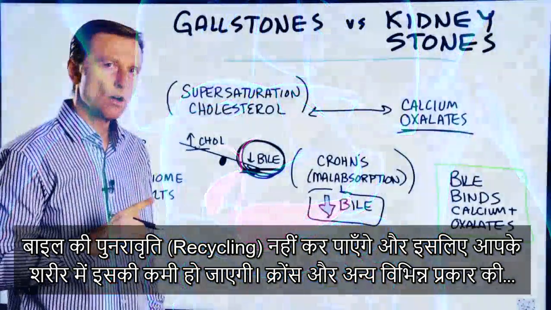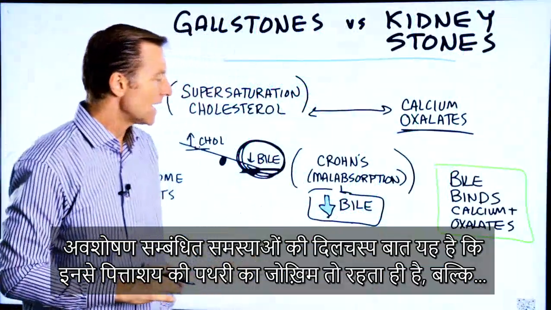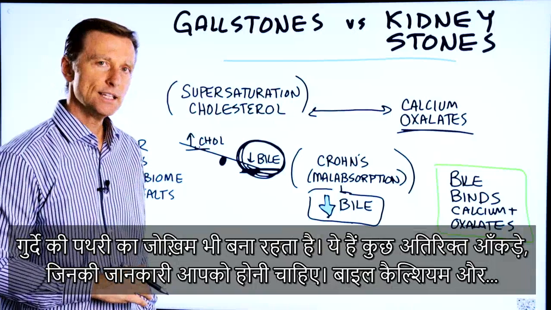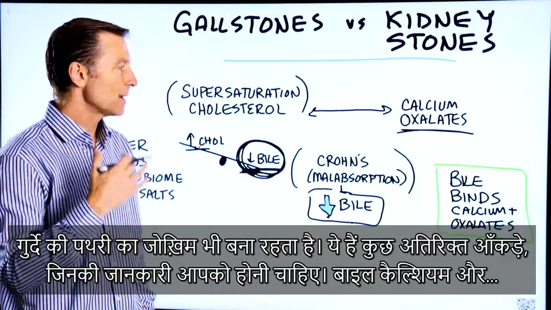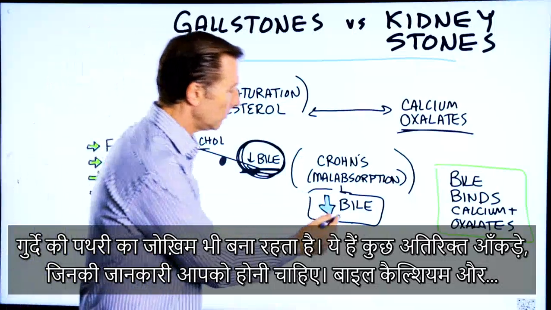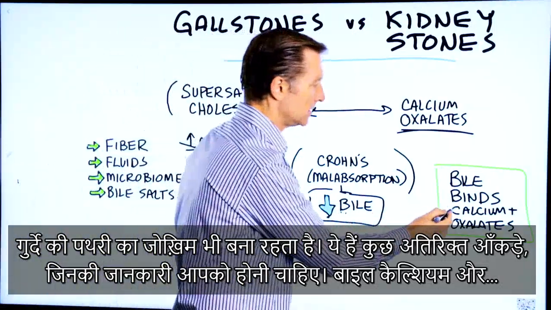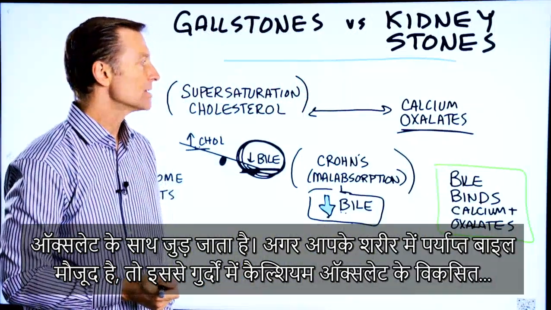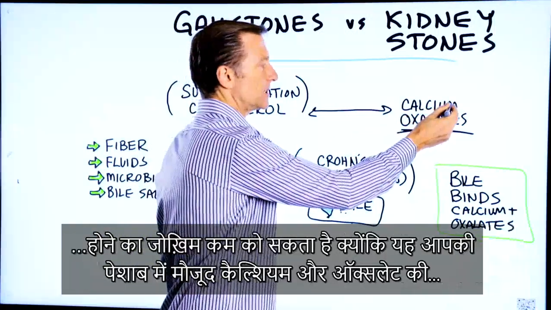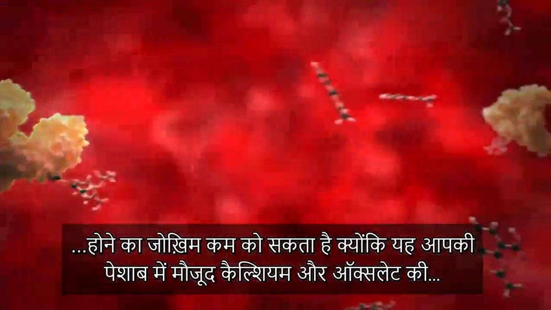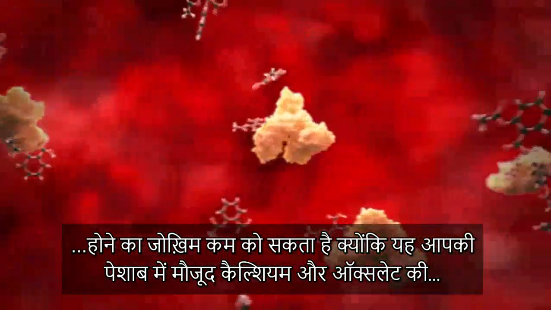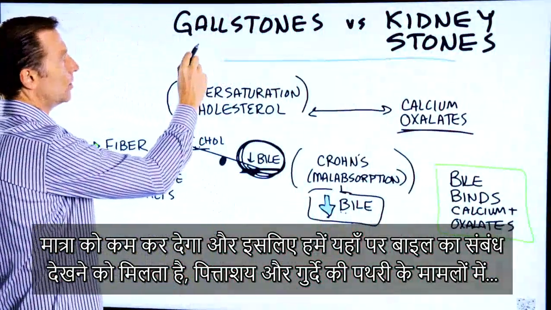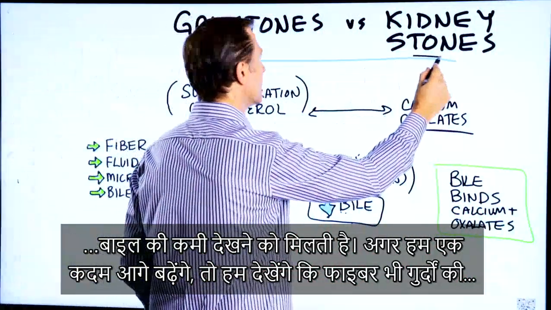And what's interesting about Crohn's and different types of malabsorption problems is that there is a high risk of not just gallstones, but kidney stones as well. And here's some extra data that you need to know. Bile binds with calcium and oxalates. So if you have enough bile, it can help you decrease the risk of building up this calcium and oxalates in the kidneys, because it will decrease the amount of calcium and oxalates that's present in your urine. And so there's a bile connection, a bile deficiency, in both gallstones and kidney stones.